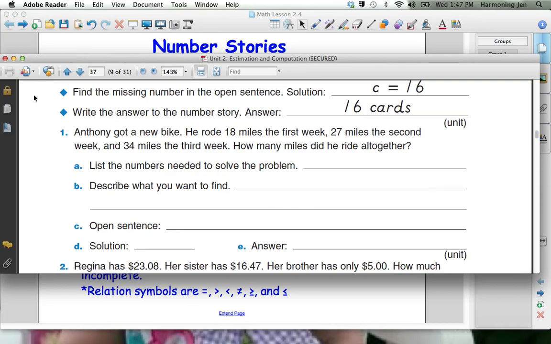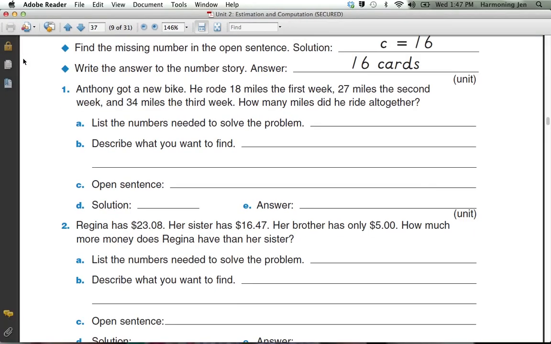Anthony got a new bike. He rode 18 miles the first week, 27 miles the second week, and 34 miles the third week. How many miles did he ride altogether? A, list the numbers needed to solve the problem. Which numbers do we need? We're going to need all three of those numbers. So we need 18, we need 27, we need 34.